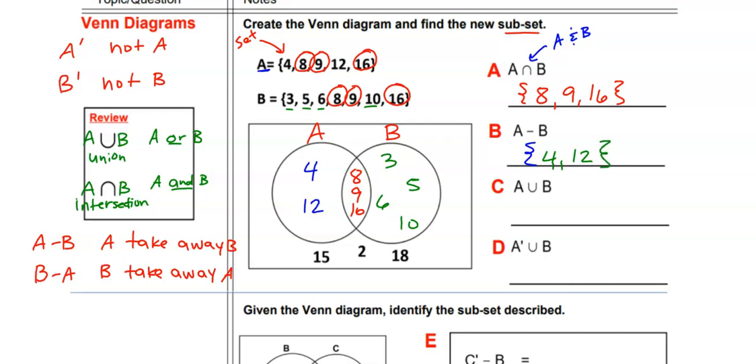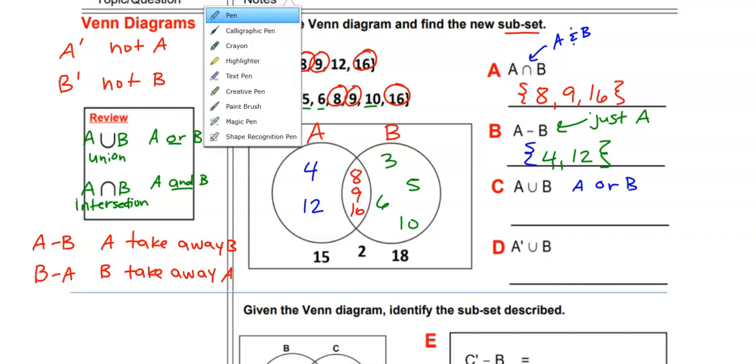Okay, another way to think of it is like just in A, but not anything that was also in B. All right, next one, A union B. So that means A or B. So that's kind of all of it.